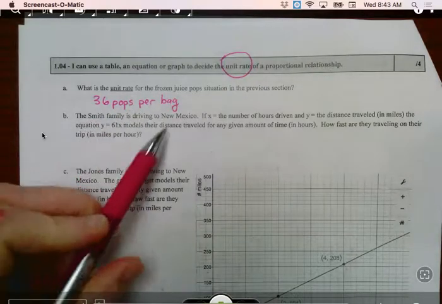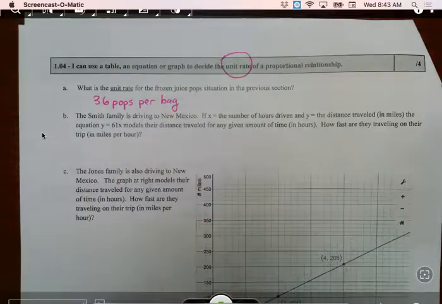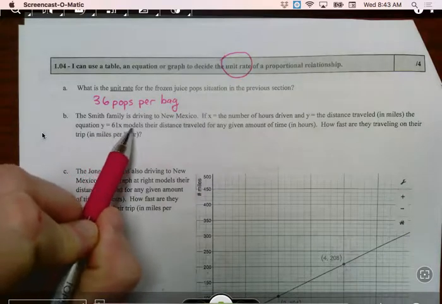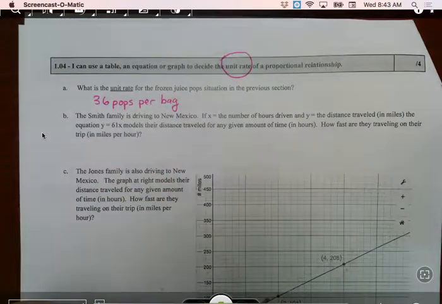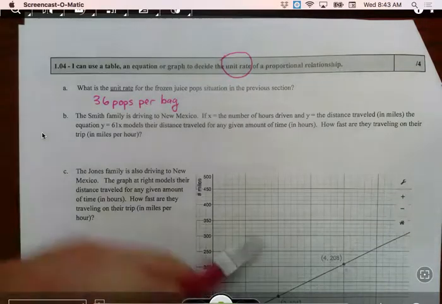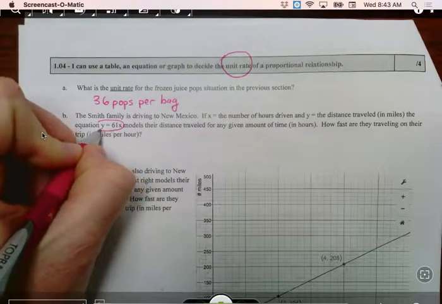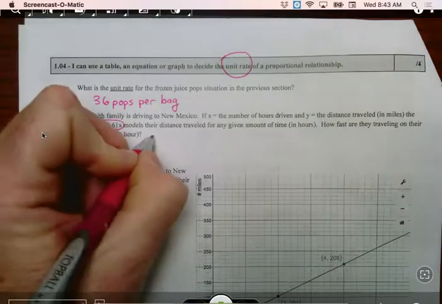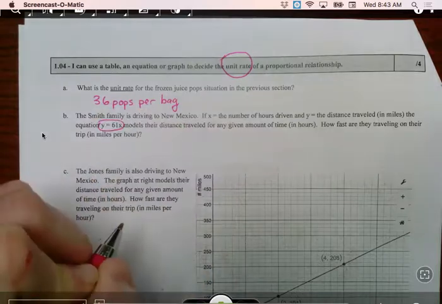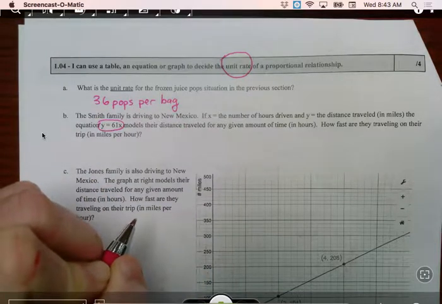The Smith family is driving in New Mexico. X is the number of hours driven, and Y is the distance traveled in miles. The equation Y equals 61X models their distance traveled for any given amount of time in hours. How fast are they traveling on their trip in miles per hour? If we're not 100% sure, we could use this equation, right? X is number of hours driven, and Y is distance.